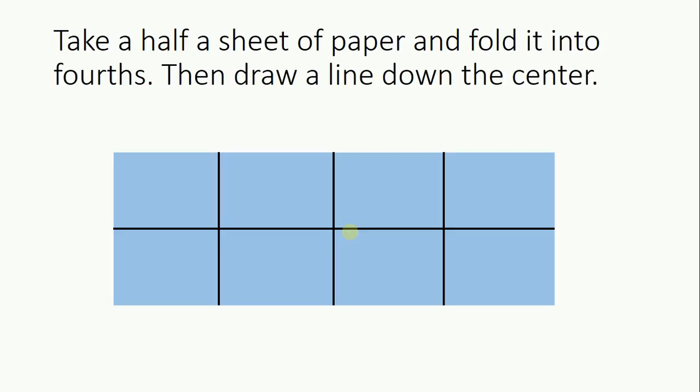What you're going to want to do is get the half sheet and fold it into fourths, so make sure there are 4 pieces to it, up and down, and then draw a line down the middle. So basically you're going to be putting it into fourths. So it looks something like that when we start to write.